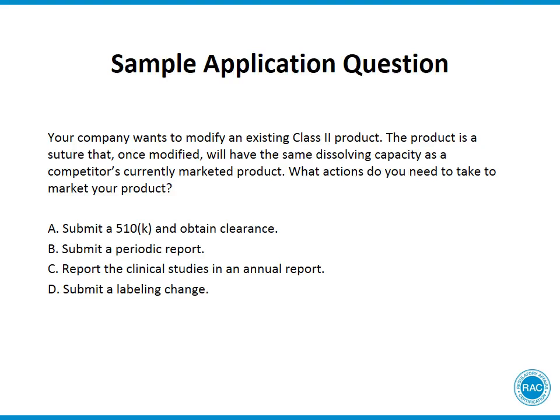If you cannot recall a specific regulation, try to eliminate any options that are obviously incorrect. For example, option D is incorrect since the change in your product involves more than a labeling change. There's been an actual change to the product. Responses B and C are not correct because periodic and annual reports don't apply to Class II devices. You have a better chance of selecting the correct option if you can narrow down your choices.